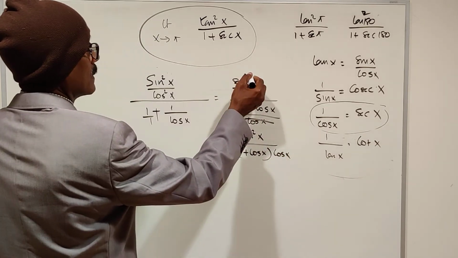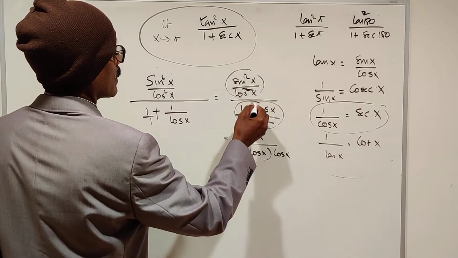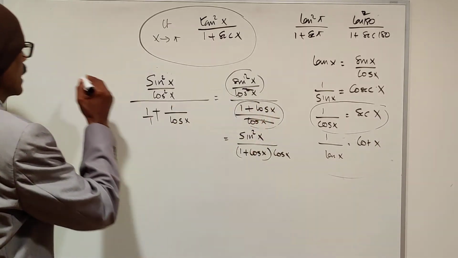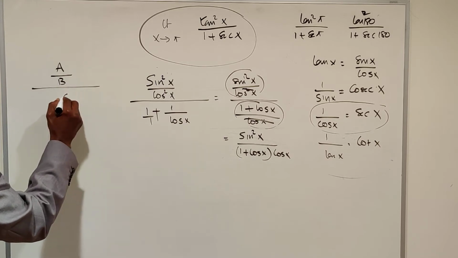See here, this is a by b, this is c by d. Okay, a by b divided by c by d.